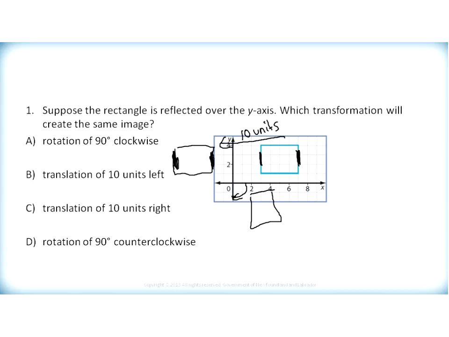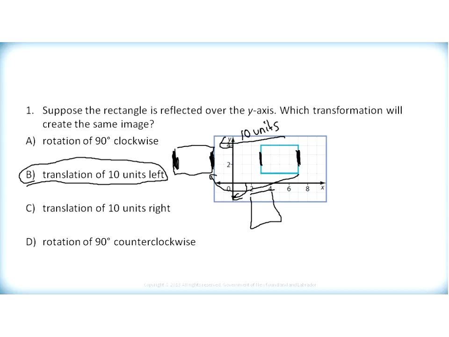So when I translate, I'm going to end up with my object here. But because the rectangle is identical on opposite sides, my translation 10 units left does appear to give me the exact same picture as a reflection through the y-axis. So the answer is going to be B. But I'm just going to look at the other options here.